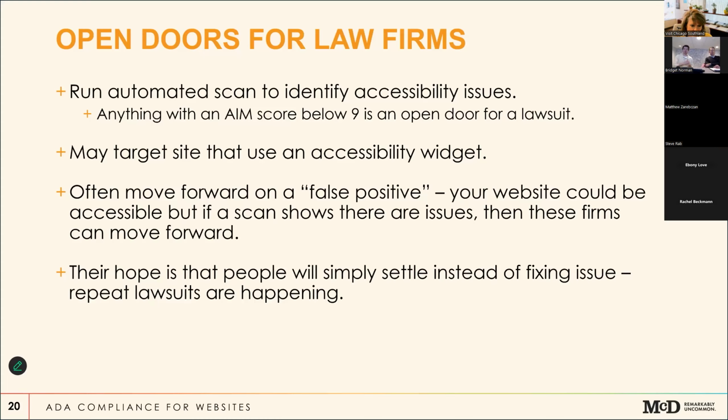And I will say, just scanning websites day to day like I do, most websites are under a 9. So most websites fall under that threshold, which again is just an open door for a lawsuit. There's some evidence that suggests that they may target sites that use an accessibility widget like UserWay or Accessibility. That's not confirmed, but you might hear that in conversations around this topic. And they often move forward, like I said, with a false positive. So even if your website is accessible, but the scan shows that you're below a 9, firms can move forward. And again, their hope is that people will simply settle instead of fixing the issue.